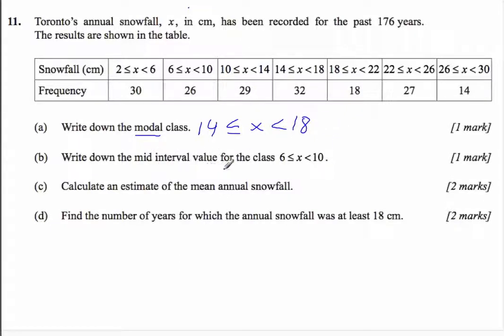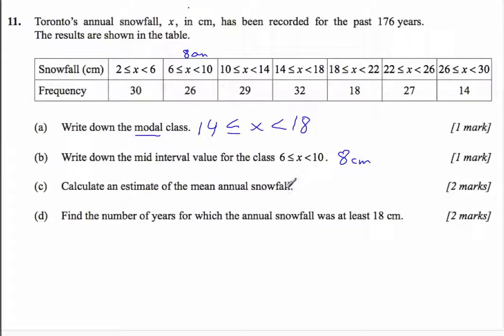Write down the mid-interval value of the class 6 is less than or equal to x is less than 10. So the mid-interval value is 8 here, or 8 centimeters. It's right in the middle. Okay, that's important because that's our best guess for the average snowfall of these 26 years would be 8 centimeters. And that's going to come into play in a bit.